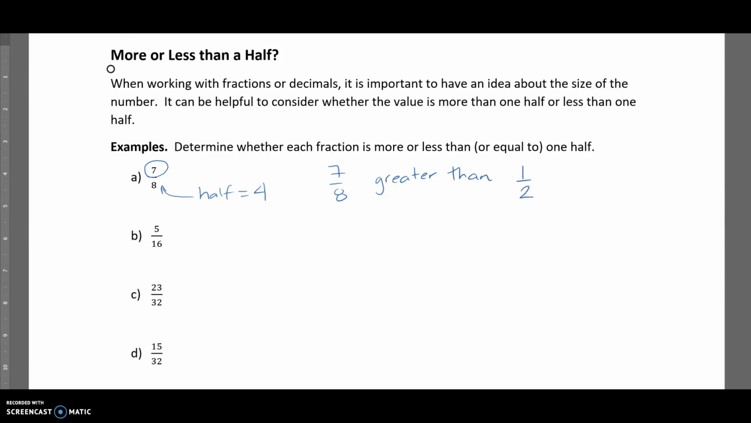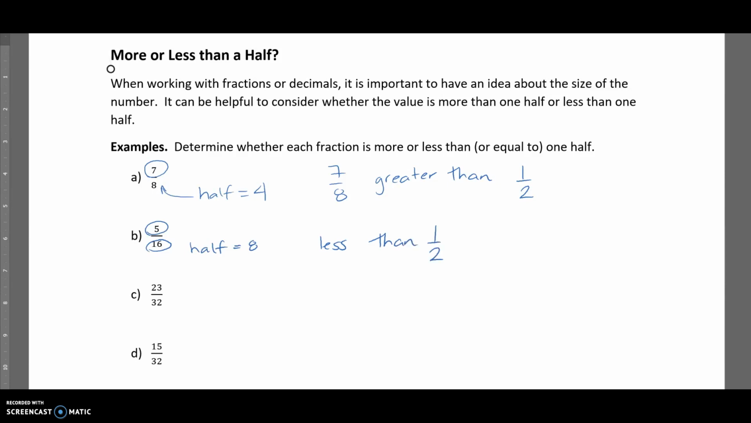We can do the same for the rest of the examples. In B, we have 5/16. If I consider the denominator, half of 16 is 8. My numerator is smaller than 8, so this is less than half.